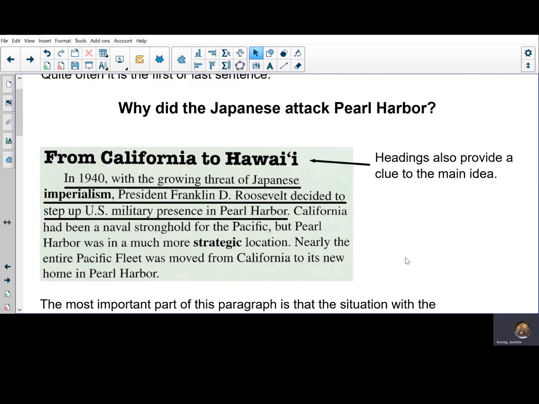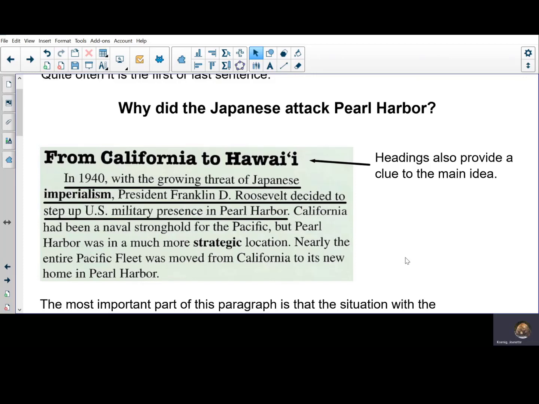Okay, so let's look at the sentence again. With the growing threat of Japanese imperialism, what we're saying is that Japan is more and more trying to expand its influence over other countries and control them and their resources. With the growing threat of Japanese imperialism, the president decided to step up the military presence in Pearl Harbor. California had been the main location for the Navy in the Pacific, but Pearl Harbor was in a much more strategic location, a much better location for military plans.